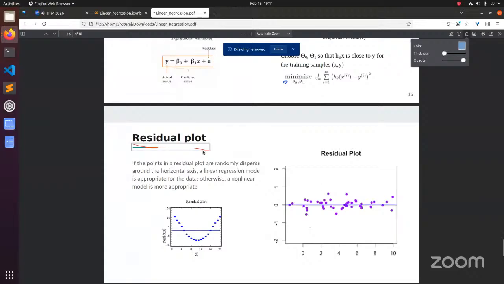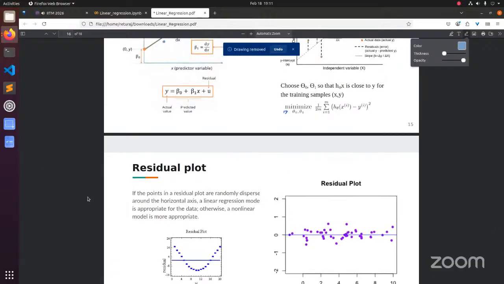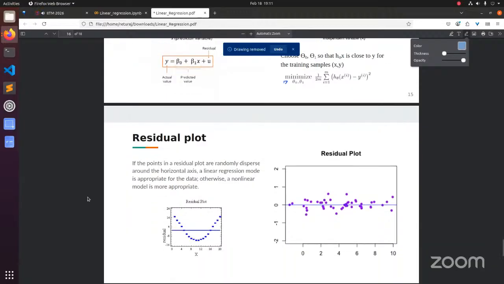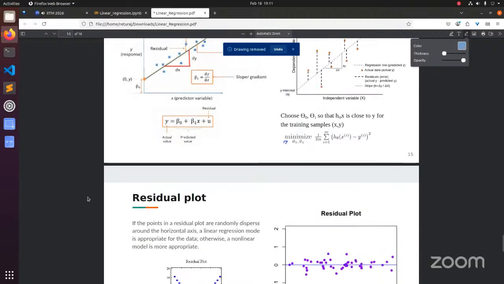So we find the value of degree n by using the residual plot. Which part is not clear? Anything that is not clear? How to decide the degree n?